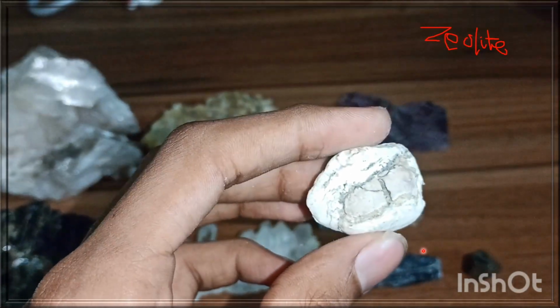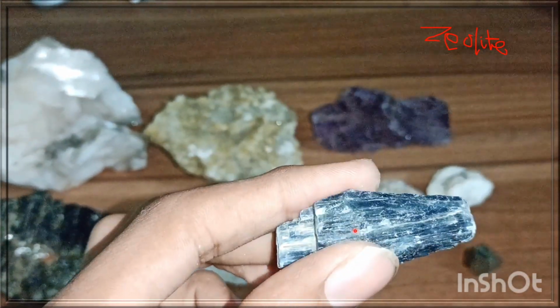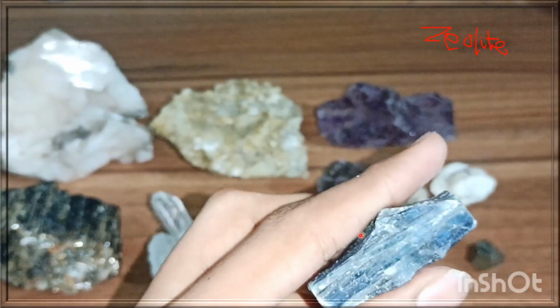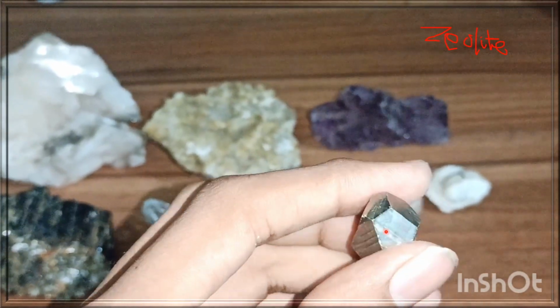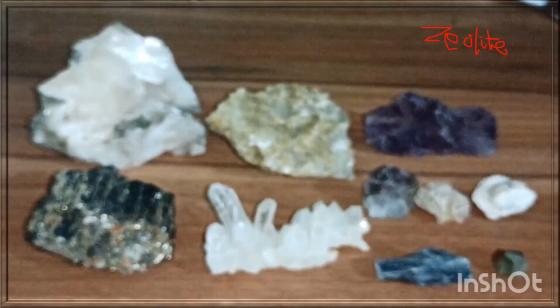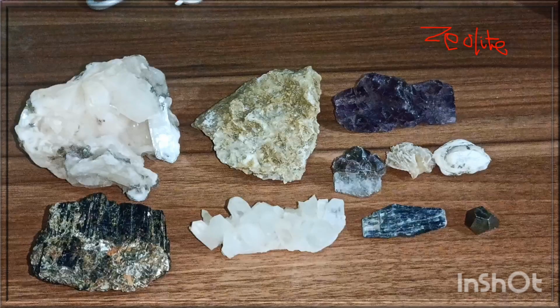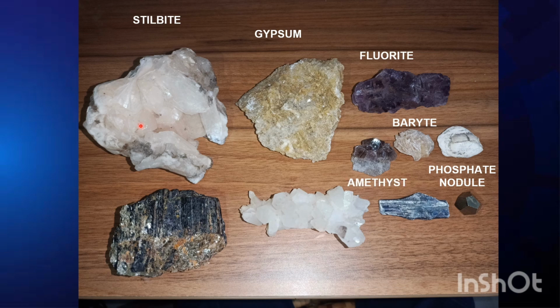And this is a phosphatic nodule. Actually, this is not considered a valid mineral species, but still many people call it a mineral. And this is kyanite, an aluminum silicate, commonly a metamorphic mineral found in metamorphic schist and gneiss. And finally we have pyrite. This is a metallic iron sulfide mineral, popular for its cubes and dodecahedrons. So let's recap. We saw stilbite, then gypsum, then fluorite, barite, phosphatic nodule, amethyst, pyrite, kyanite, quartz, and lastly black tourmaline. This is how the world of minerals is diverse but interesting to learn.